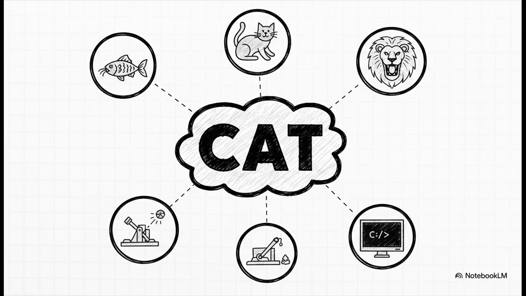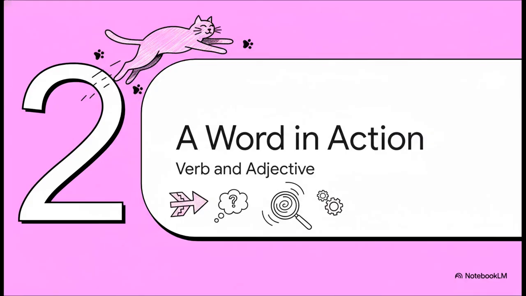Okay, so let's just recap for a second. The same single word can be a pet, a predator, a fish, a piece of military hardware, and a line of code. And get this, we've only talked about the noun so far. But cat isn't just a word for a thing. It's also a word of action and description. And this is where its secret life gets even more fascinating.